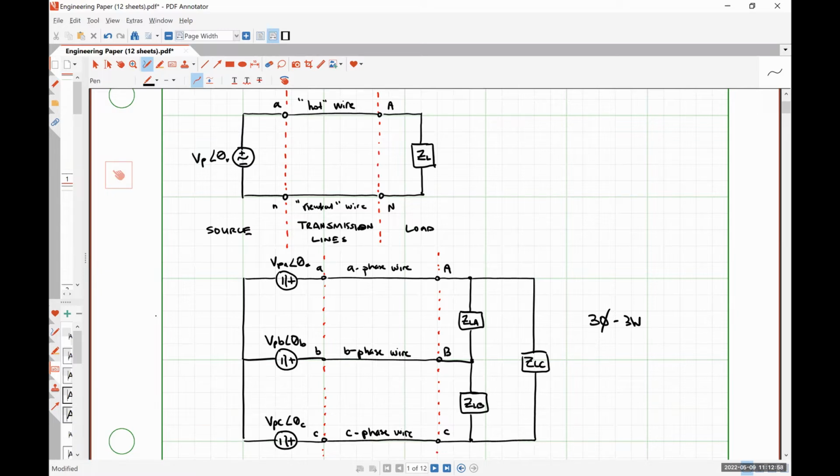Another very, very important reason that three-phase distribution is used is the application of energizing induction motors. Okay. So in a three-phase system, as we'll find out in a little bit, we are able to generate a rotating magnetic field of a constant amplitude.